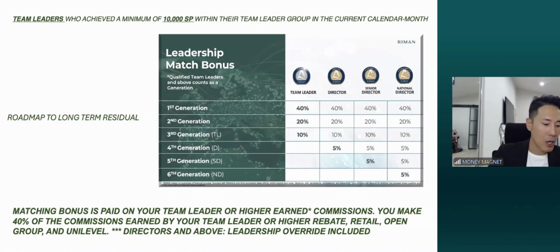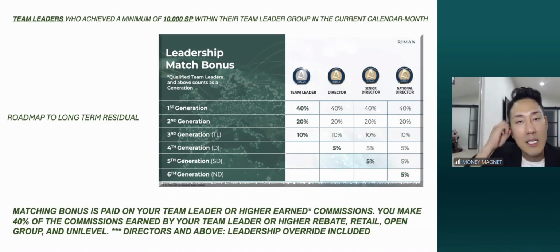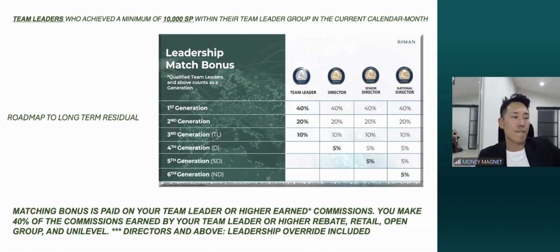So how matching bonus works: we talked about uni level, where you're paid on levels, but matching bonus is paid on generation. Think of it like your first cousin, second cousin, third cousin, right? The first team leader that I promote is my first generation team leader. The first team leader that your guy promotes is going to be your second generation, and so on to the third, fourth, right?